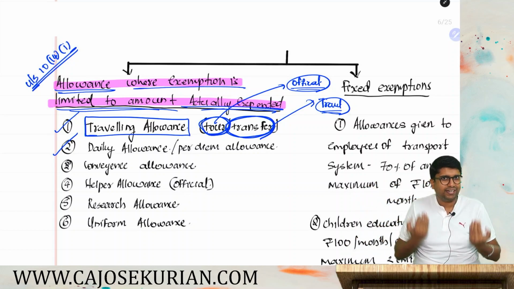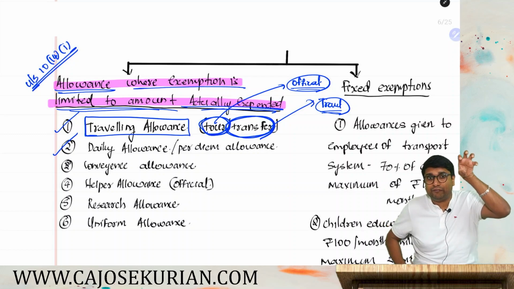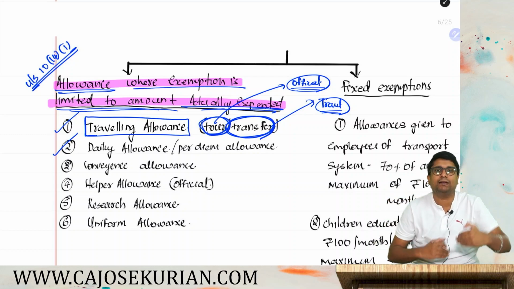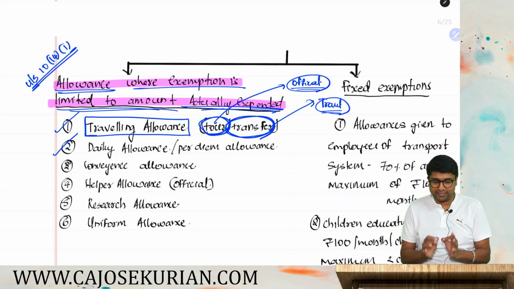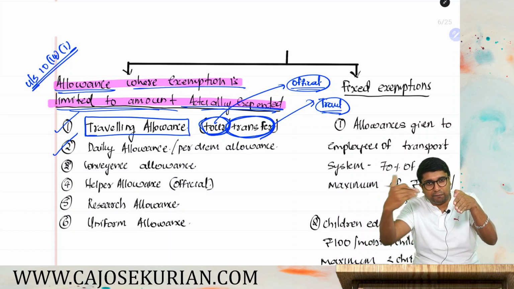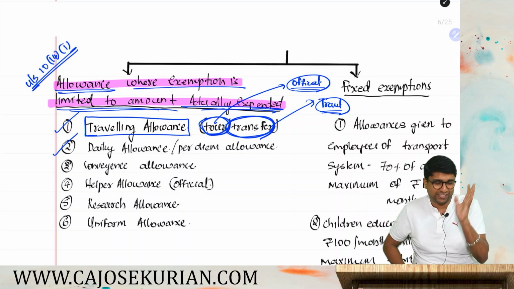So if you are getting a daily bata, you are expending that daily bata for the intended purpose, nothing shall be taxable. If you are not expending it in full, then the remaining amount which is not expended shall be fully taxable. That is what they are saying. That is why it is called a partly exempted category. How much you have expended, that much you can claim an exemption. The remaining amount which is not expended shall be taxable under this respective category.